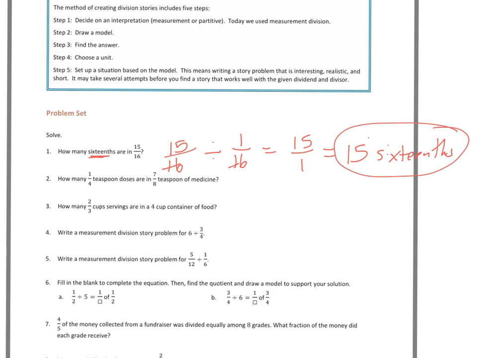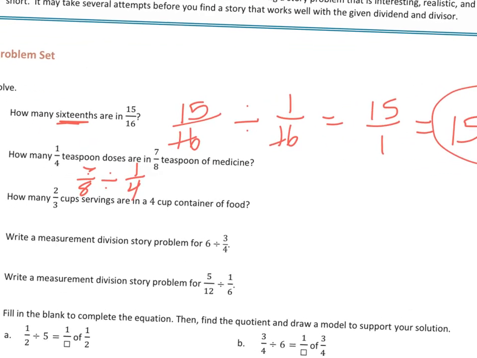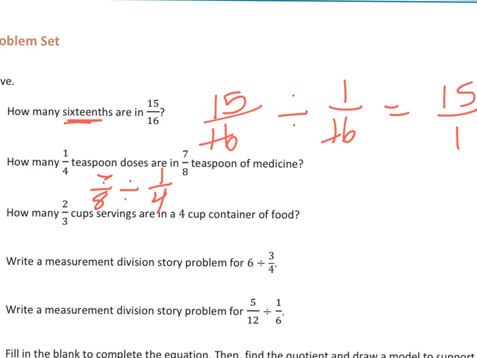Let's take a look at 2. How many quarter teaspoon doses are in 7/8 teaspoon of medicine? So I have to divide. And I have 7/8, and I'm going to divide out quarter teaspoons. Now, with this, I don't have common units, so I need them common. And I know that I can easily go up to 8 by multiplying by 2. So it's going to be a 2 over 2. So I'm going to get 2 8ths.